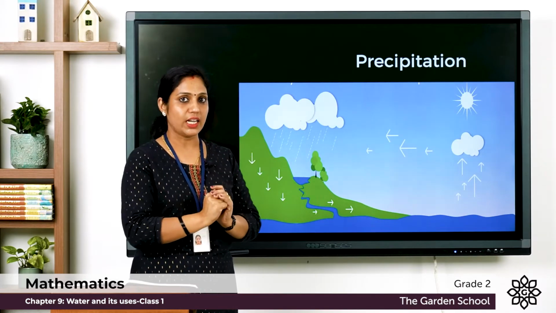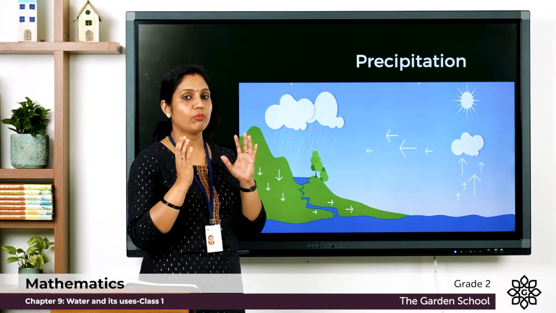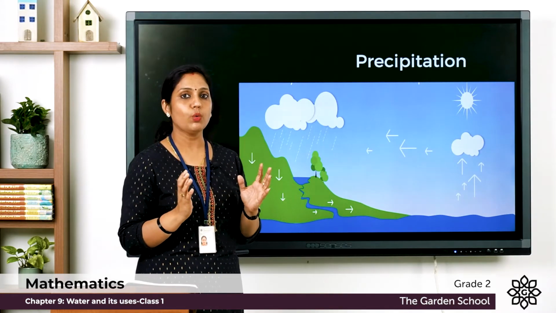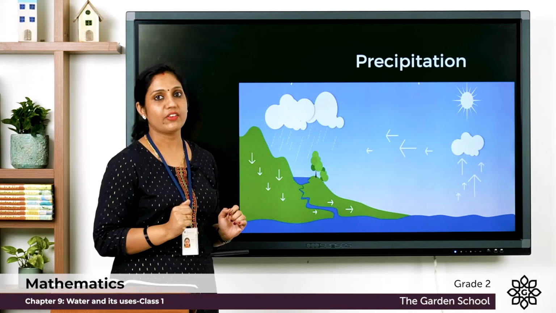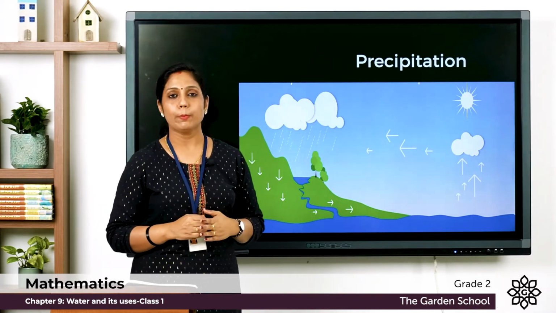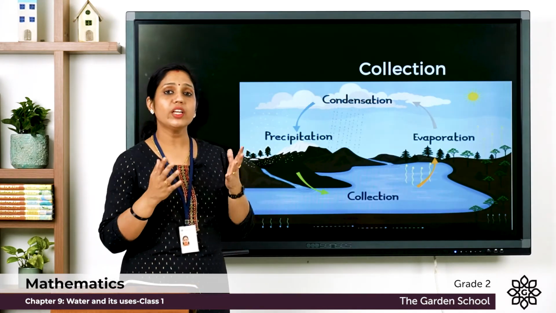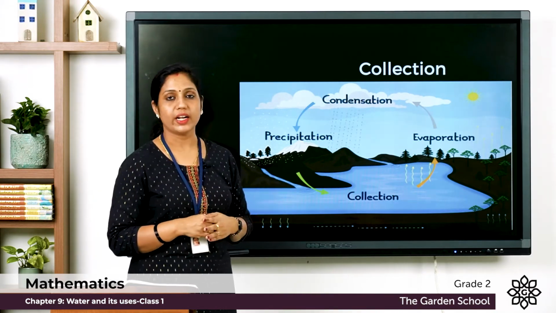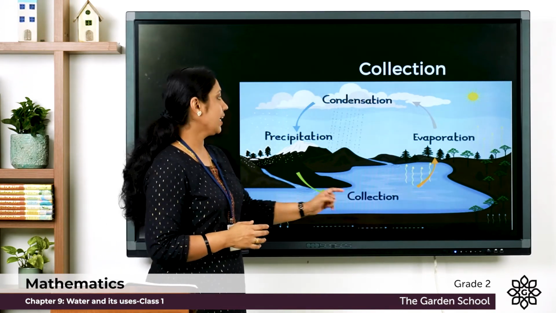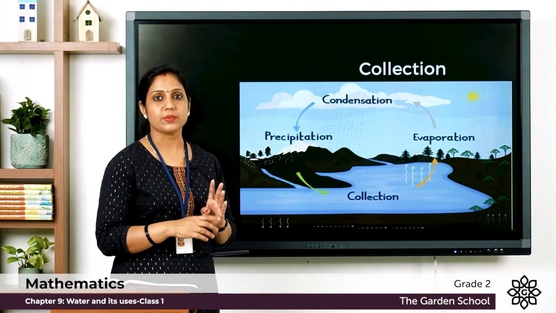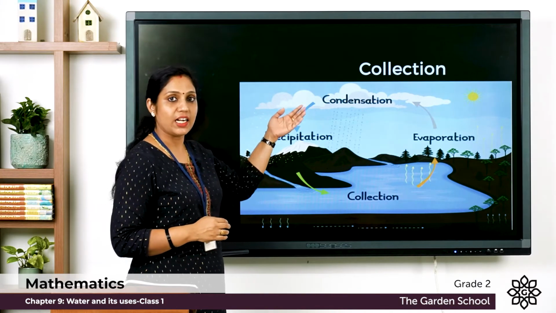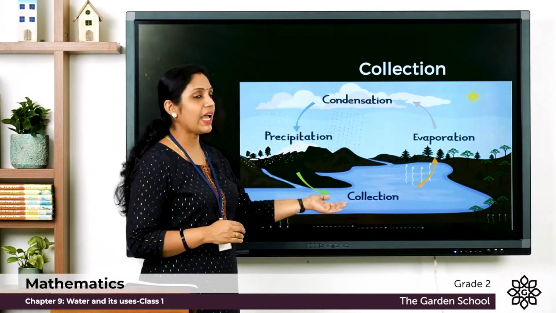That process is called condensation. And next, when the clouds are so heavy and are not able to hold any more water, it falls down as rain, and that process is called precipitation. And when it rains, what happens? The rivers all get filled up with water again, and that process is called collection. So there are 4 steps for the water cycle. What was it? Evaporation, condensation, precipitation and collection.